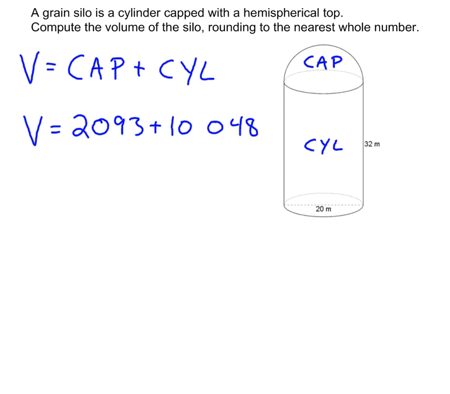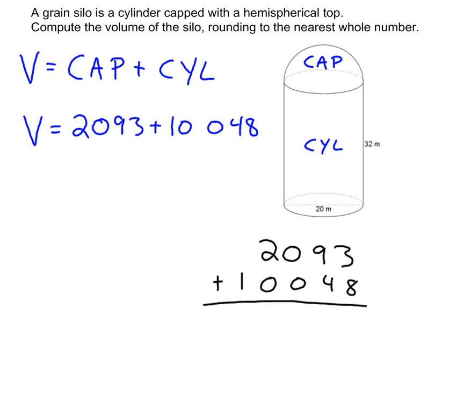Now finally, we need to add these two numbers together. So 2,093 plus 10,048. 3 plus 8 is 11. 1 plus 9 is 10, plus 4 is 14. 1 plus 0 is 1, plus 0 is 1. 2 plus 0 is 2. And we carry down the 1. So this tells us that the total volume is 12,141 cubic meters.